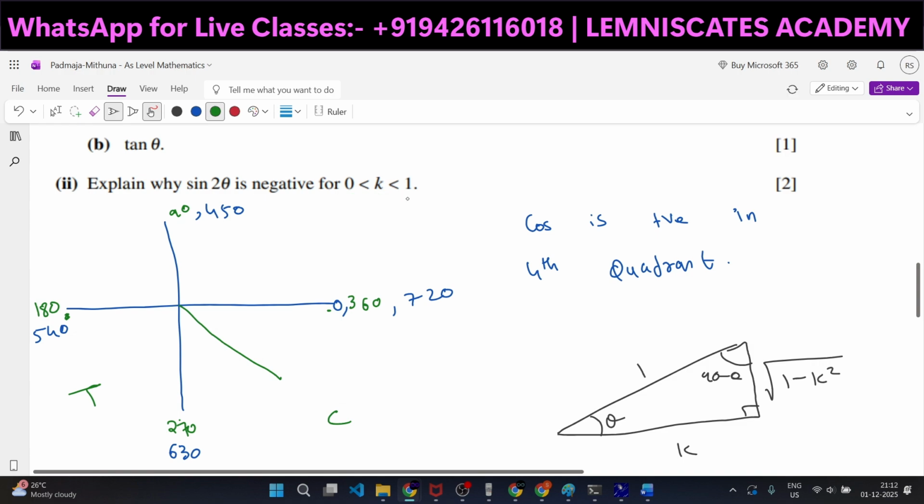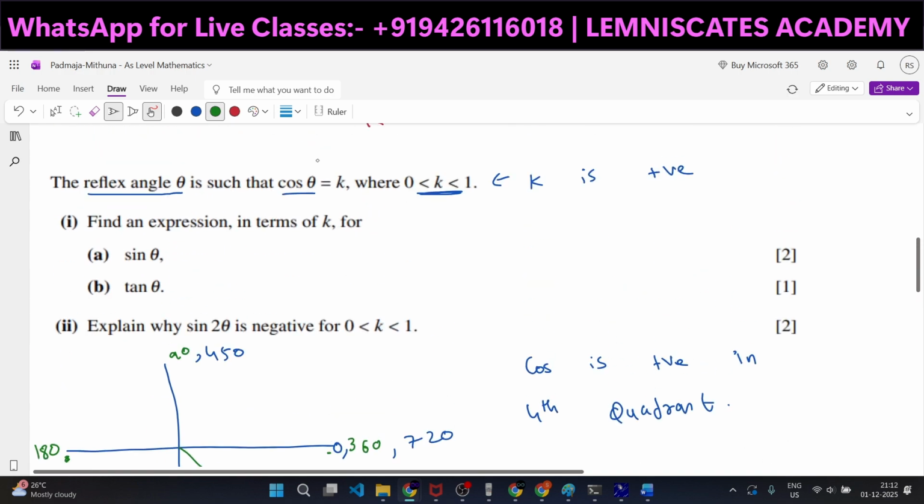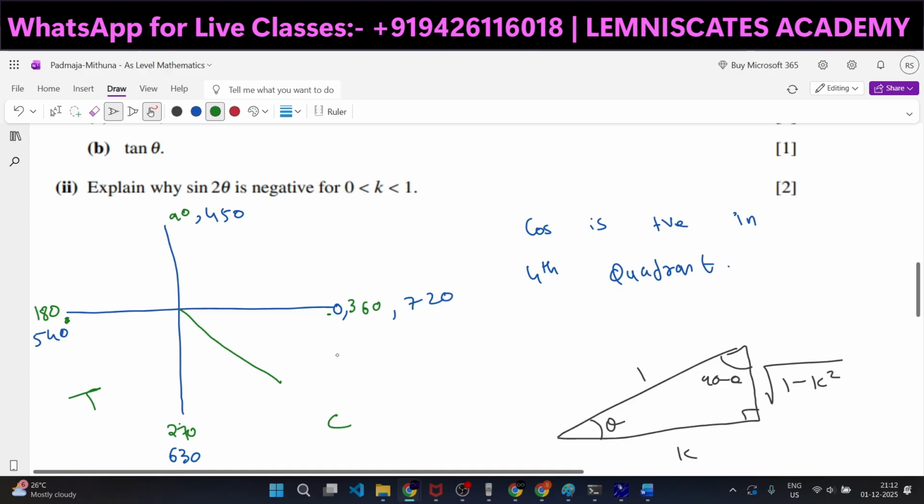Okay, once again, I'm repeating for you. For this question specifically, they had told us that the k value is positive. So cos is positive only between 270 degrees and 360 degrees. That is the fourth quadrant. I'm talking about the first circle. In the first circle, between 270 and 360 degrees, or in short the fourth quadrant, your cos is positive.